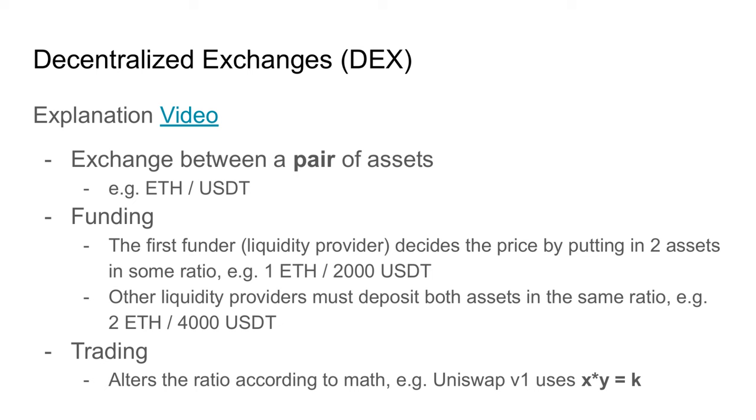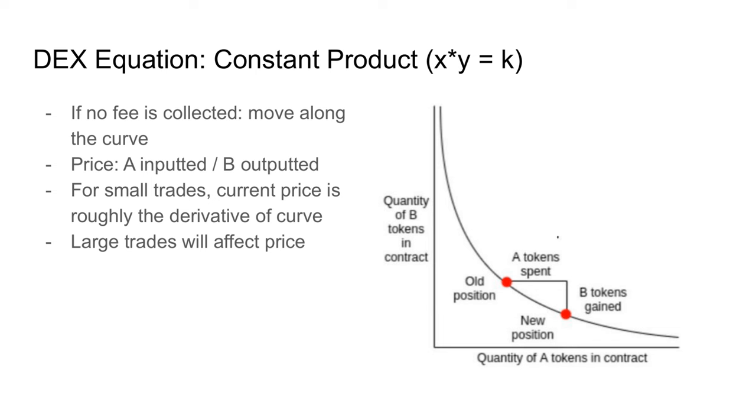And how does trading occur? So assuming there's no trading fee collected, trading occurs by this constant product market maker formula. So essentially it says that anyone who comes along and makes a trade will need to keep the product of the quantity of the two assets the same. So if I plot xy equals k, where k is some constant, right? I'll get this kind of sloping graph.